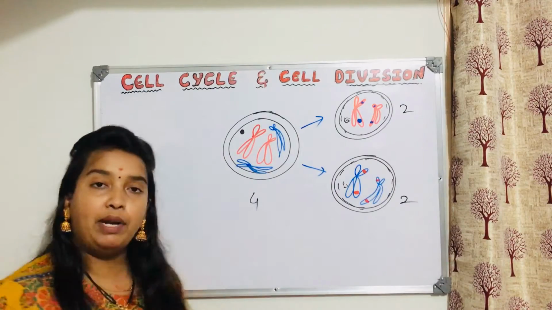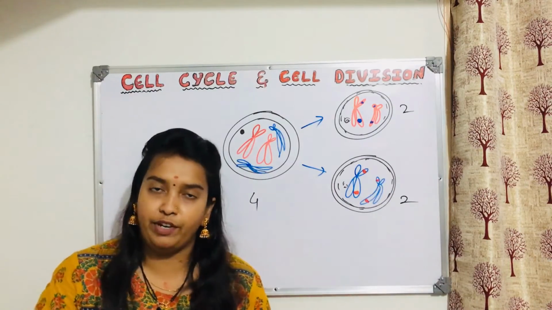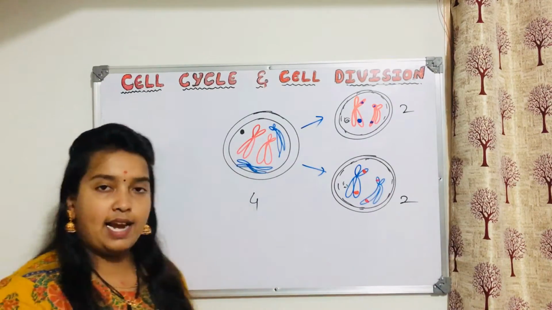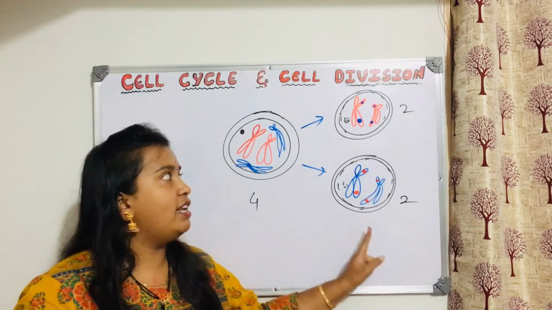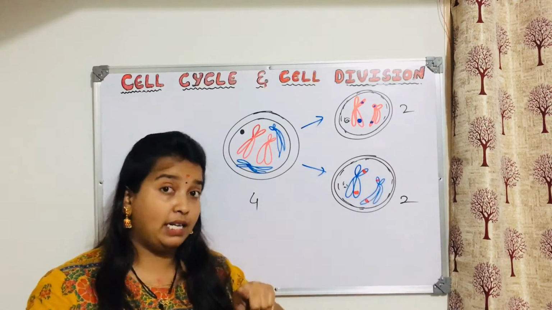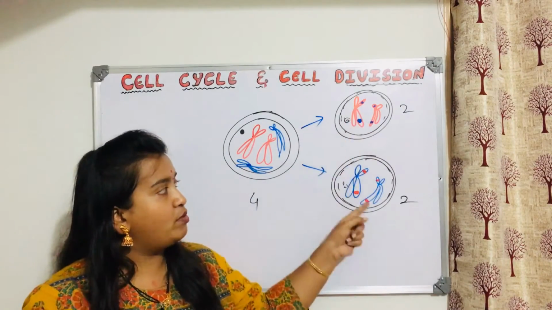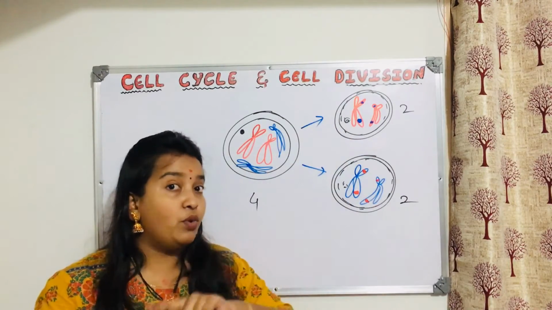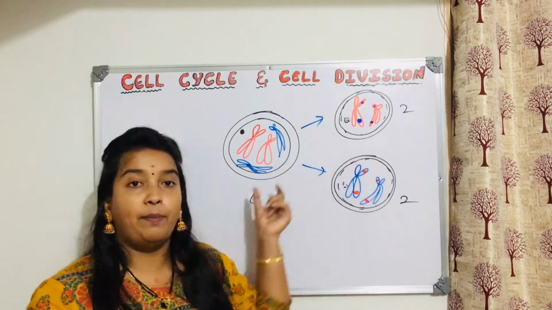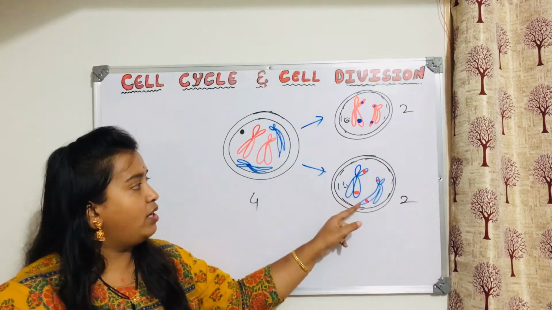We have already completed meiosis 1 in the previous video. Please watch it, you will understand. This is for your convenience. I am just trying to show you that from one cell we have formed 2. But the chromosomes in these 2 different cells are different, so you cannot say they are similar to the parent cell. These have got different chromosomes.